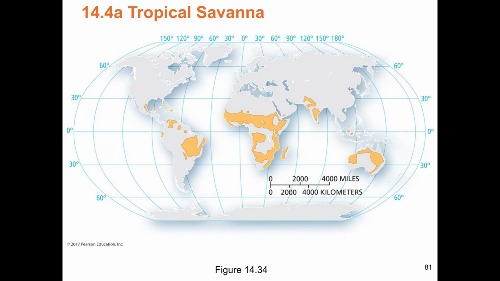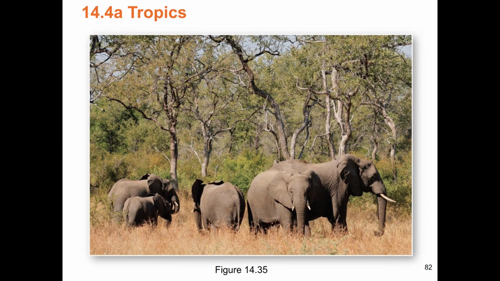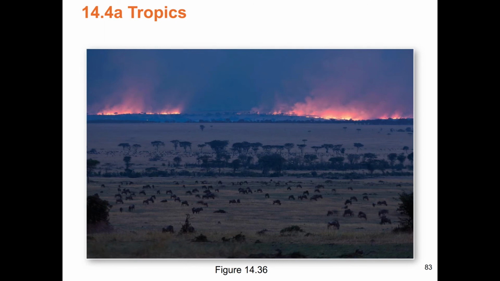Tropical savanna, now we're talking Lion King, grassland with trees, fire adapted grassland. Yeah, that's a great shot. Grassland with scattered animals, with scattered trees, with fire.